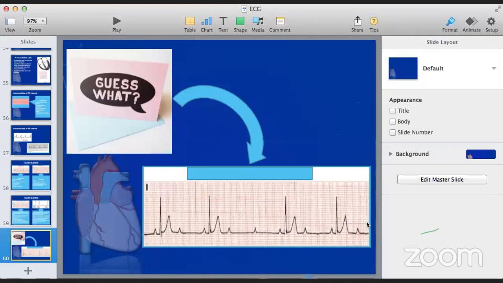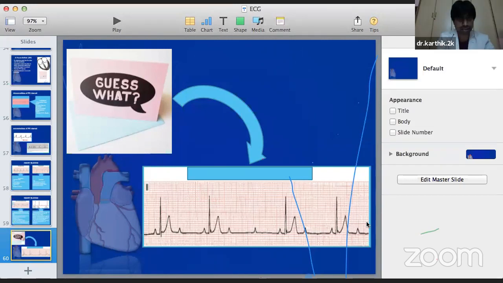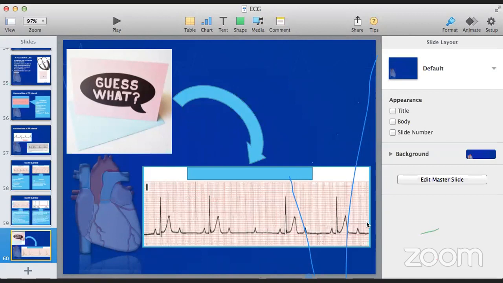Sir, I have a doubt. Sir, P wave indicates atrial depolarization. QRS complex indicates ventricular depolarization. T wave indicates ventricular repolarization. So what about atrial repolarization? Sir, how to identify atrial repolarization?